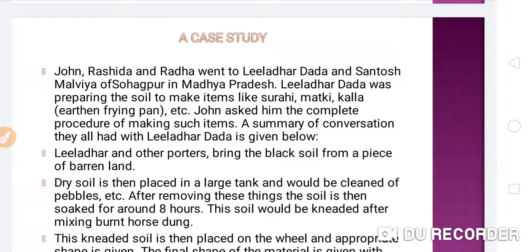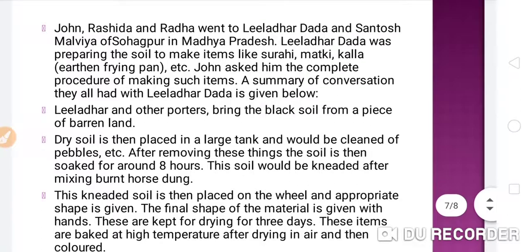Now I think it is the second last topic, that is a case study. So let's see, students, what the case study is. John, Rasida and Radha went to Liladhar Dada and Santosh Malviya of Sohagpur in Madhya Pradesh. Liladhar Dada was preparing the soil to make items like surahi, matki, kala and earthen frying pans. John asked him to explain the complete procedure of making such items.